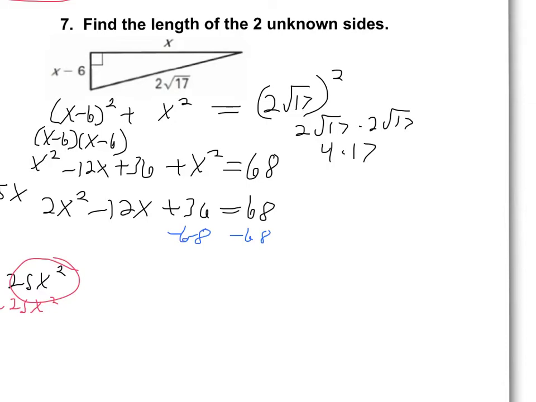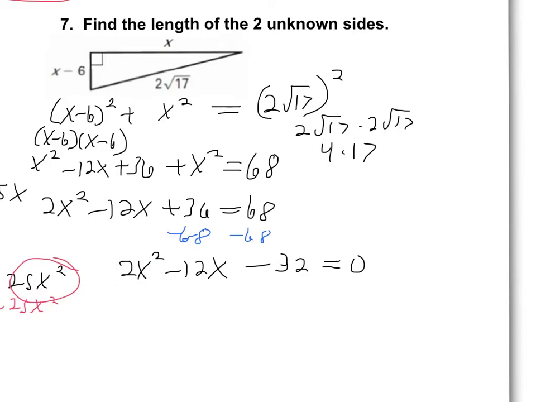Okay, and so I have 2x squared minus 12x, and then 36 minus 68 is negative 32. So minus 32, and that equals 0. All right, now here's the part where I try to factor, or if you'd rather, you could use the quadratic formula. When I factor, the first thing I want to do is look for a GCF.